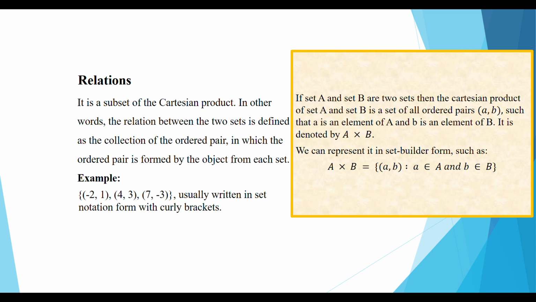For example, {(-2, 1), (4, 3), (7, -3)} is a relation. A relation is usually written in set notation form with curly brackets.